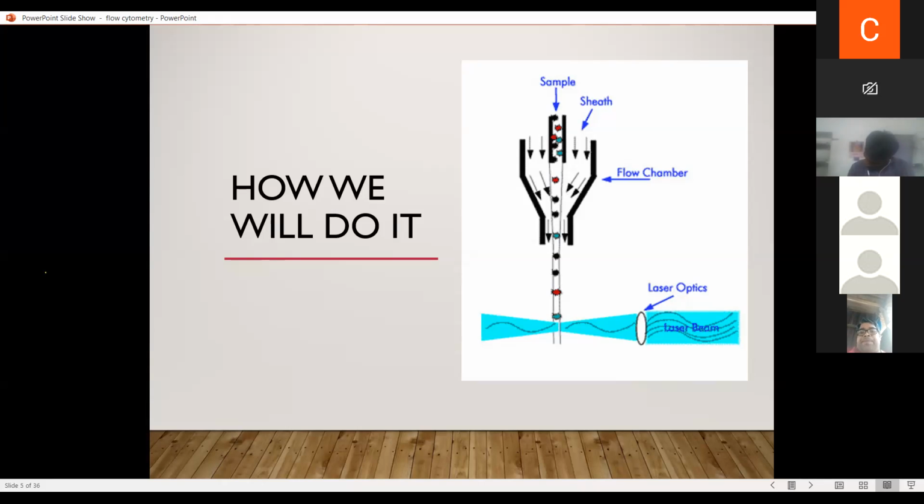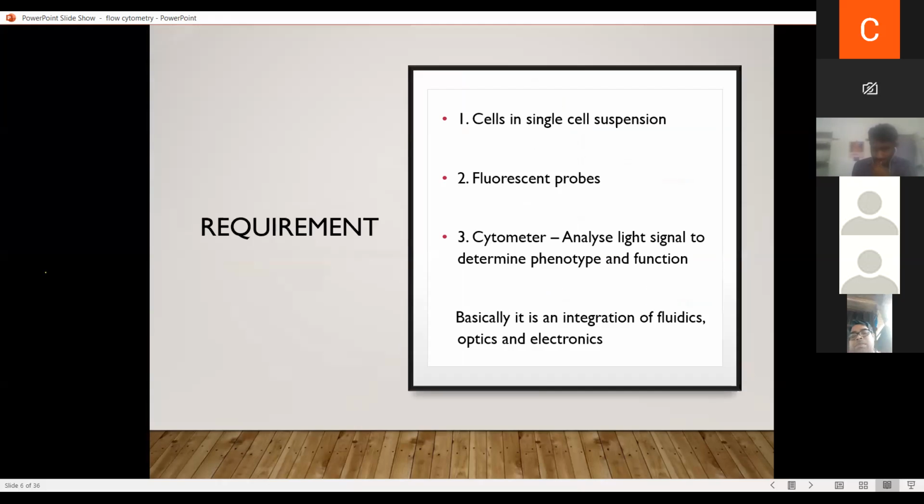So that at 90 degrees is what we call side scatter, and when it comes along at 180 degrees, it is called forward scatter. On the basis of forward scatter and side scatter, flow cytometry differentiates the cell population. Here is just a brief description.